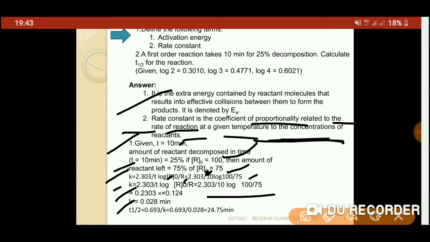After this solution you will get the t half also. I told you the formula t half equal to 0.693 upon k. You can apply the value of the rate constant k here and you will get the answer 24.75 minutes easily. You can do it in your notebook also. Okay, thank you. So go to the next slide.